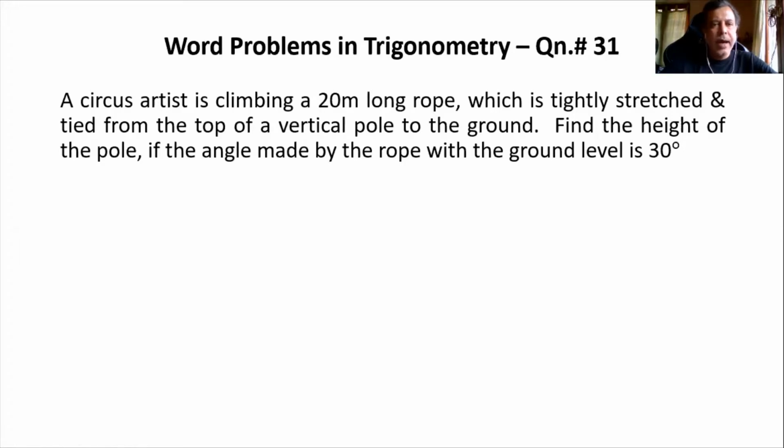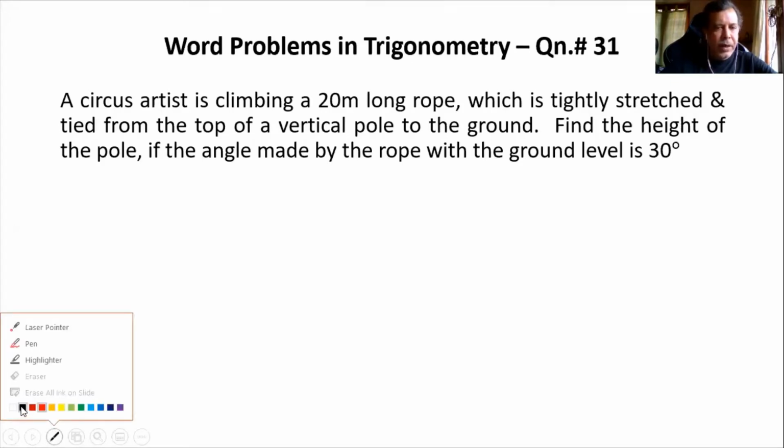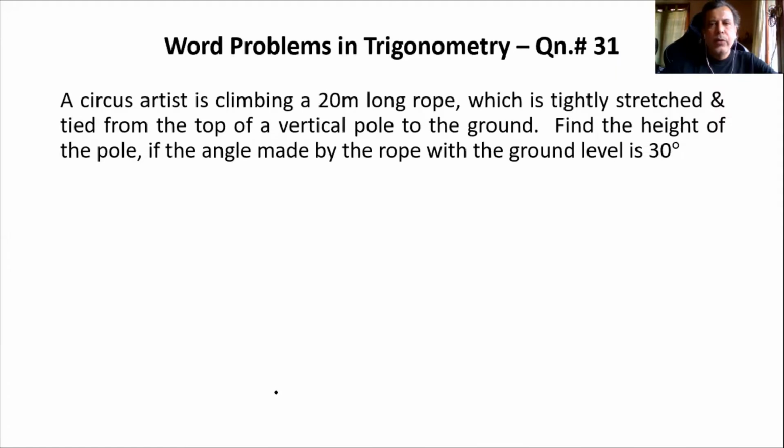A circus artist is climbing a 20-meter long rope which is tightly stretched and tied from a top of a vertical pole to the ground. Find the height of the pole if the angle made by the rope with the ground level is 30 degrees. So one thing we may note, there is a vertical pole.